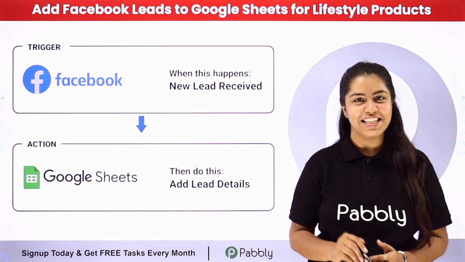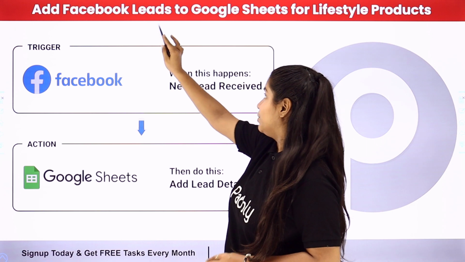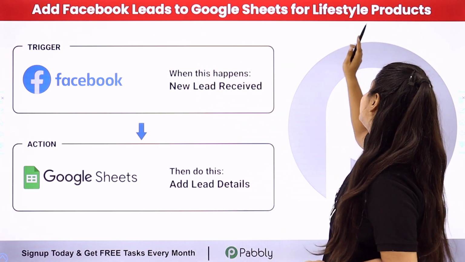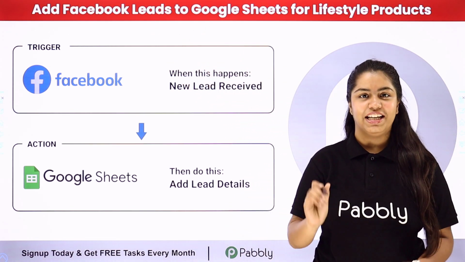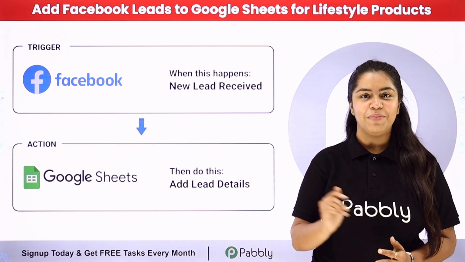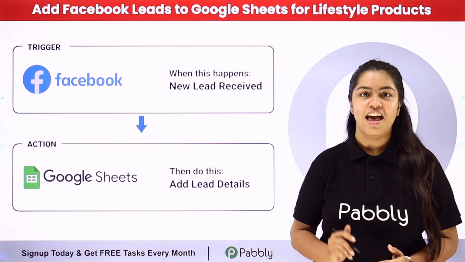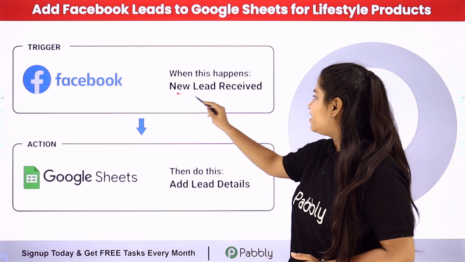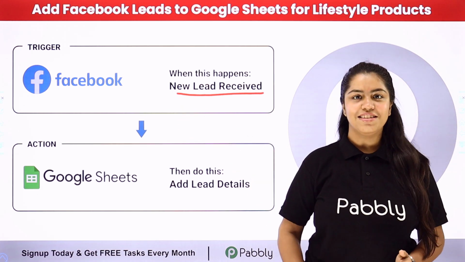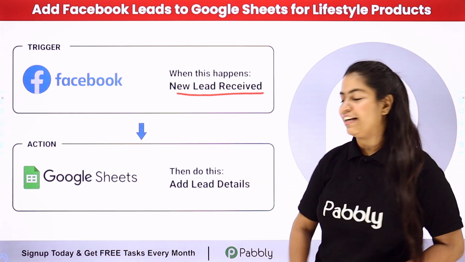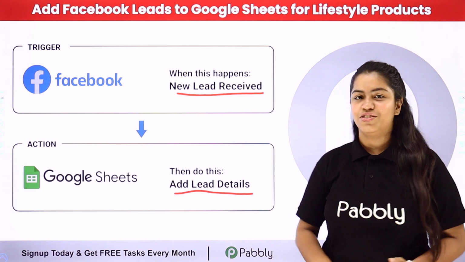The title of our today's video is How to Add Facebook Leads to Google Sheets for Lifestyle Products. So I am running a lifestyle product business, and to promote my business I am running Facebook lead ads, and I wish that as soon as a new lead is received in my Facebook lead ads, automatically the details of that lead should be added to my Google Sheets too.